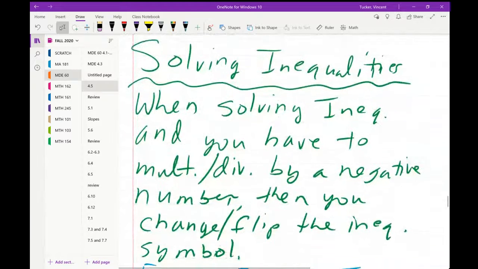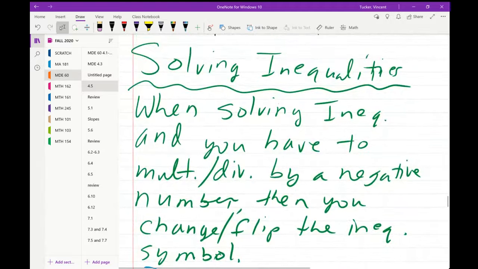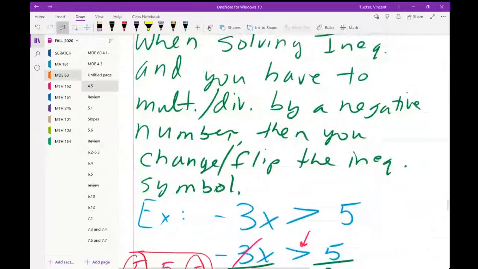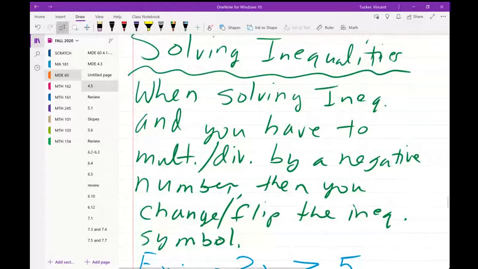All right, so we're going to solve these inequalities the same way we would our equations, except for one thing that we have to consider whenever solving inequalities, and that's this: when solving inequalities, if you have to multiply or divide by a negative number, then you must change or flip the inequality symbol. Let's finish writing that first.